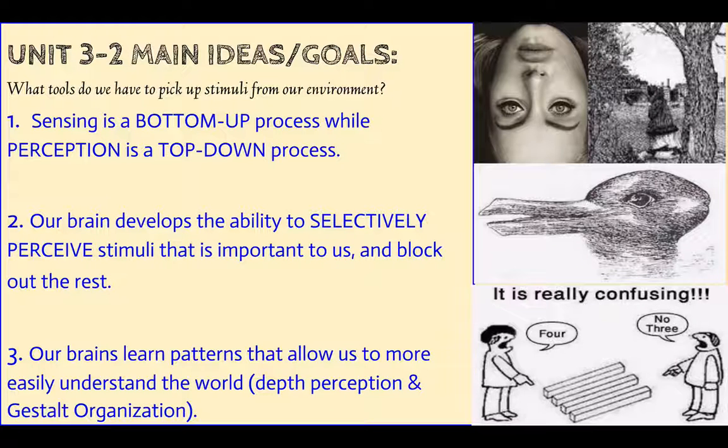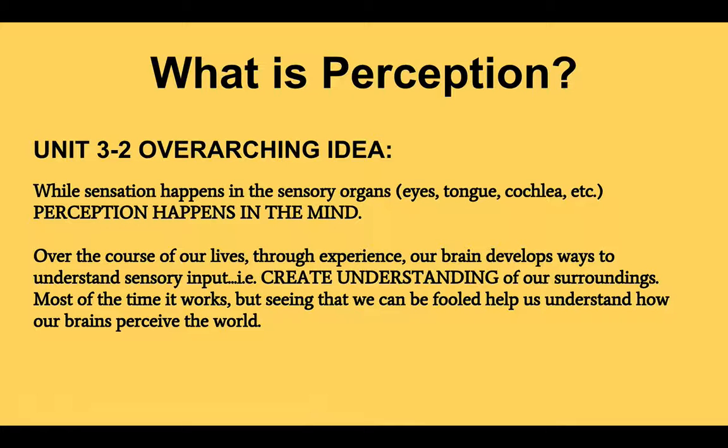Think about your old school math class where you're turning the fraction 4/16 into 1/4. How do we make that easier? How does our brain simplify all this input coming in? Our overarching idea: sense happens out in the body, the eyes, the ears, the tongue. Perception happens in the mind.